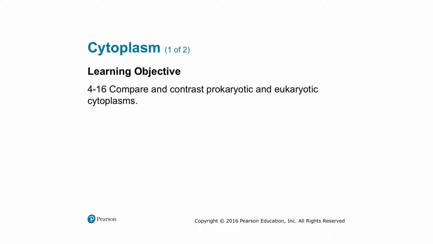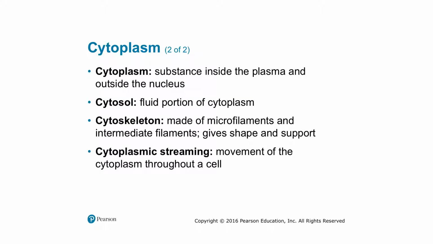The cytoplasm is the substance inside the plasma membrane and outside the nucleus. The cytosol is the fluid portion of the cytoplasm, and the cytoskeleton is made of microfilaments and intermediate filaments, giving shape and support. The cytoplasmic streaming is the movement of all the cytoplasm throughout a cell.